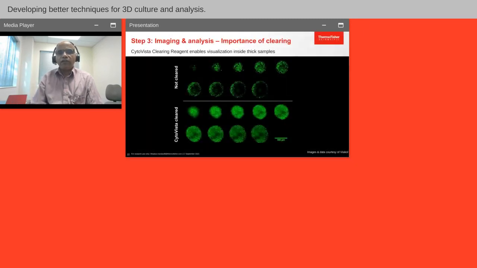Here is another example where spheroids of different sizes are grown. As you can see here, the spheroid size can go anywhere from 50 microns to about 300 microns with increasing number of cells when you grow spheroids. They were stained with Cytox green, a nuclear dye, and as you can see, before clearing, as the size of the spheroid increases, you cannot count all the cells within the spheroid. After clearing you can see increasingly clear delineation of the cells, and you can also count those cells using high content imaging systems.